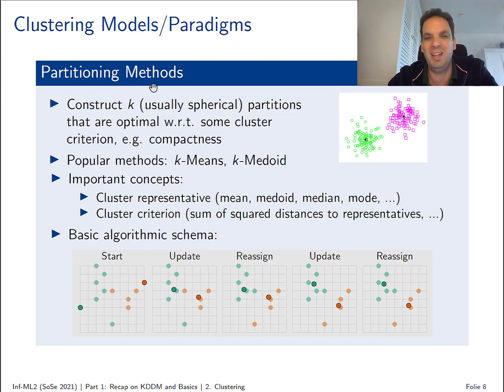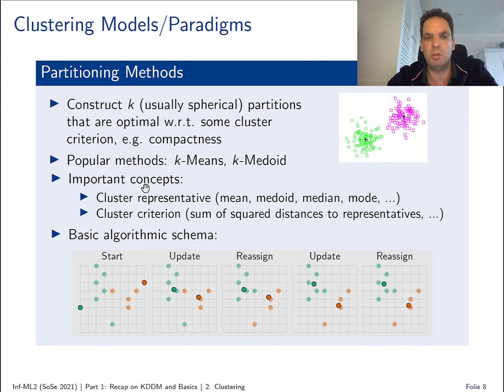So here's one of the most well-known paradigms, well-known clustering models, which is generally called the partitioning model. So k-means, k-medoid, maybe you know them, are partitioning methods. And the basic idea of those methods following this model is to construct k partitions. K is the only input parameter, so k is the number of patterns, the number of clusters, which needs to be given as a parameter. And the partitions are typically spherical, like spheres. These partitions are optimal with respect to some cluster criterion, for example, compactness or coherence or something like that. Popular methods are, for example, k-means or k-medoid.